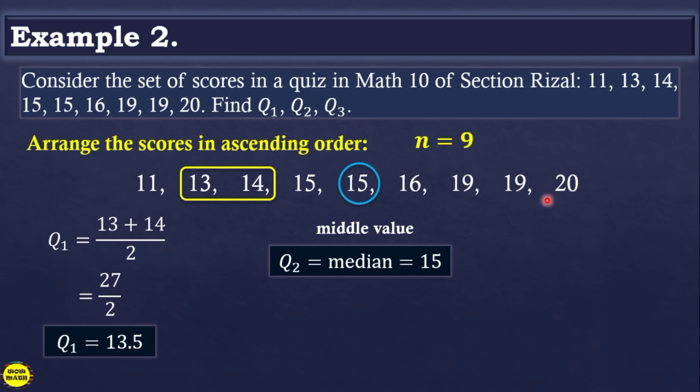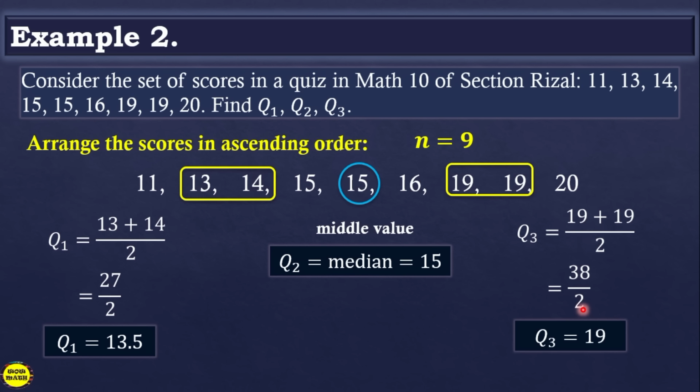And then dito naman tayo. So, mula sa right side ng middle value natin, meron ding apat na scores. Kunin natin ngayon yung middle value. So, since apat sila, kapag even number, ibig sabihin meron tayong dalawang middle value. And that is 19. So, add natin silang dalawa. 19 plus 19, that is 38. 38 divided by 2. The answer is 19. So, ibig sabihin, the third quartile is 19.